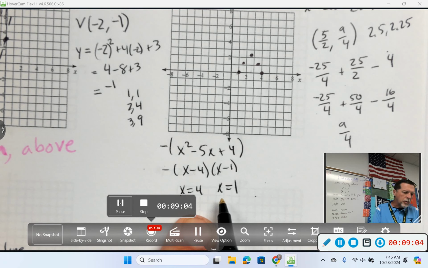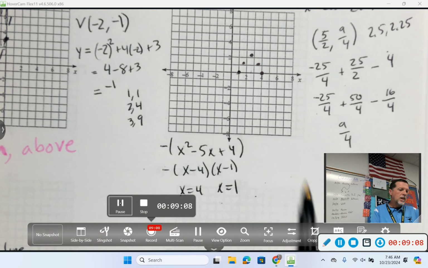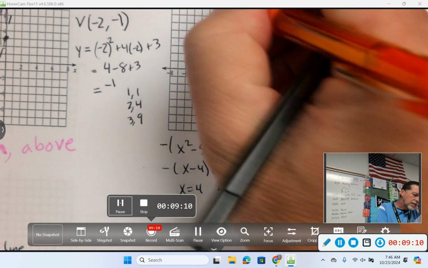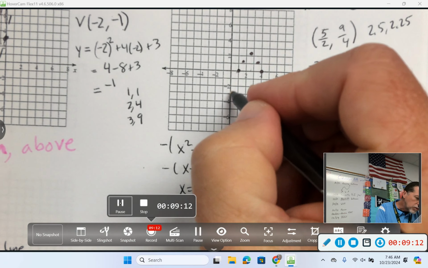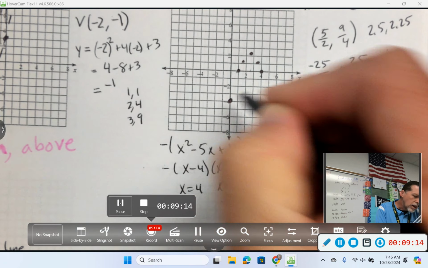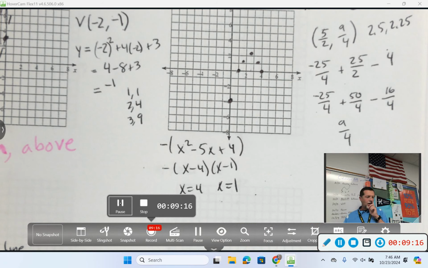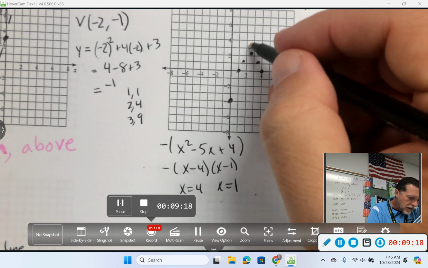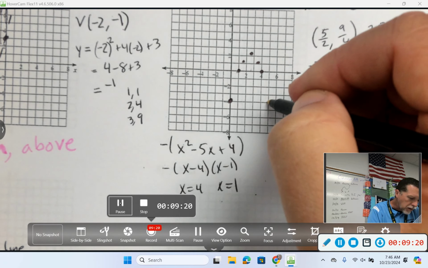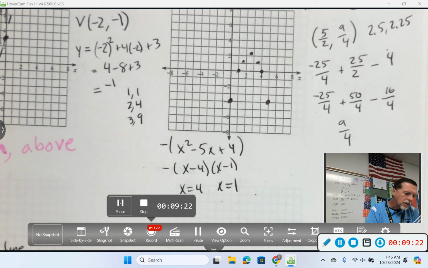There's one other nice point I could get. The y-intercept. The y-intercept is just negative 4. 1, 2, 3, 4. And you can just go across from that. And then I could mirror that across. So that would be right there because of the axis of symmetry.